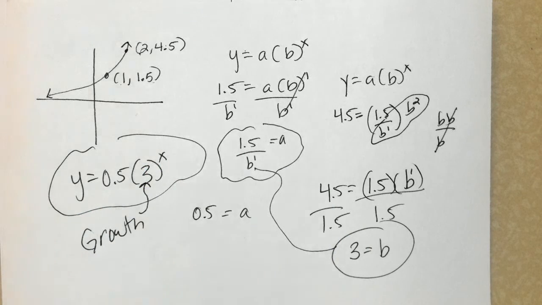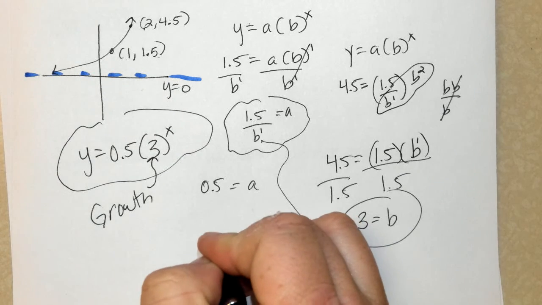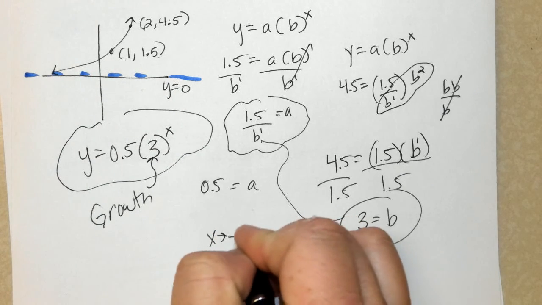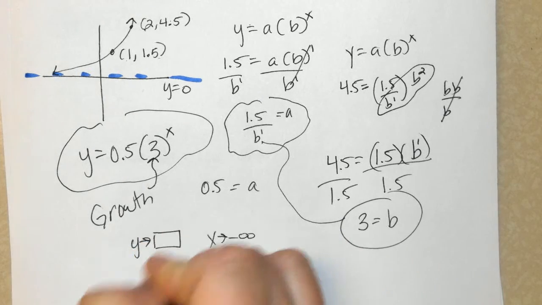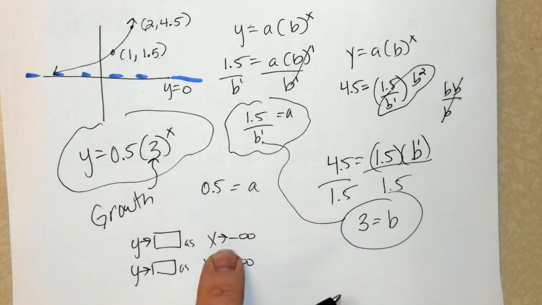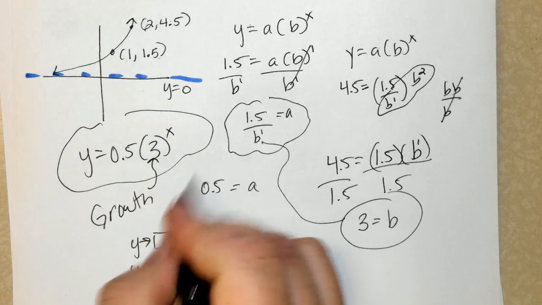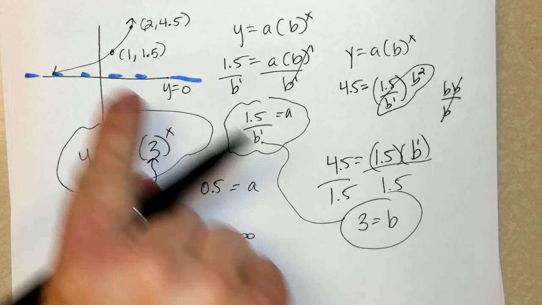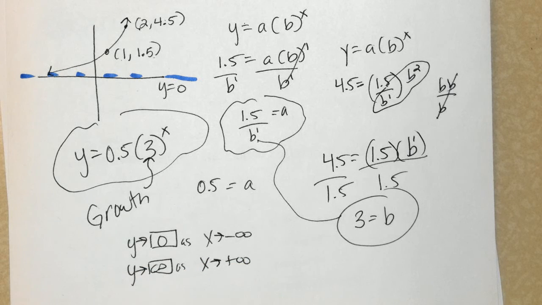Just like our last graph, we can see that we do have a horizontal asymptote at y equals 0. And then let's go with the end behavior. So as I go to the far left, what's happening? Way over here, it's getting closer and closer to the x-axis. As I go to the far right, it is headed up towards positive infinity.